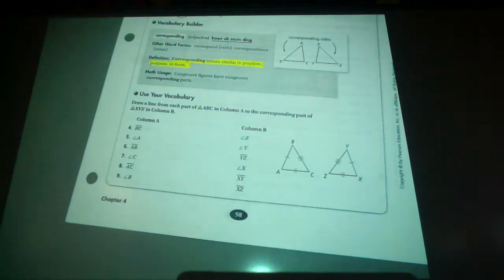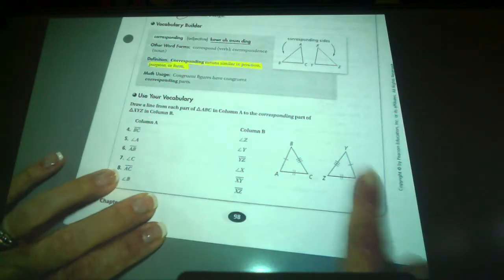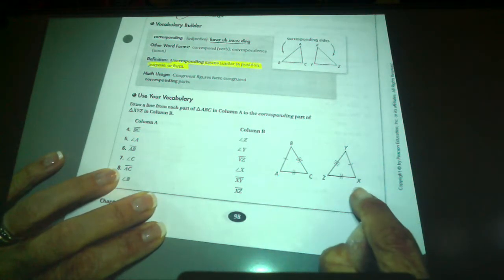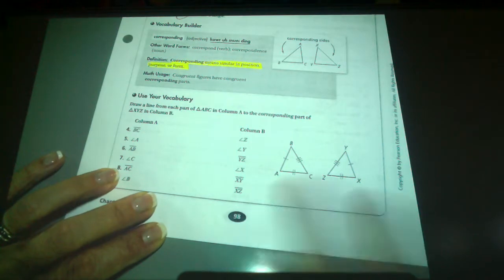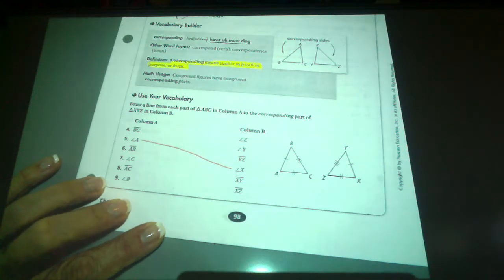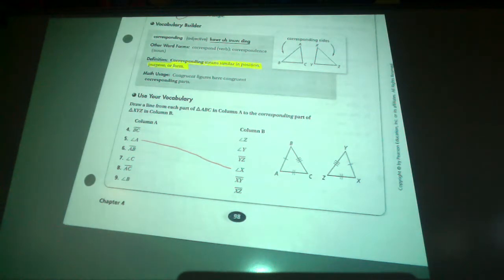So I want you to draw a line to all the corresponding parts of the two triangles. Now the triangles are not oriented correctly, so use the tick marks to determine the angles that are corresponding. For instance, angle A is in between the side that is single and double tick marked. The side over here that is single and double tick marked are those two, and the included angle in between that is X. So I know that A and X must correspond, so angle A corresponds to angle X. So that's how I would find your angles. The sides are quite easy because of the tick marks. So continue to do the rest.